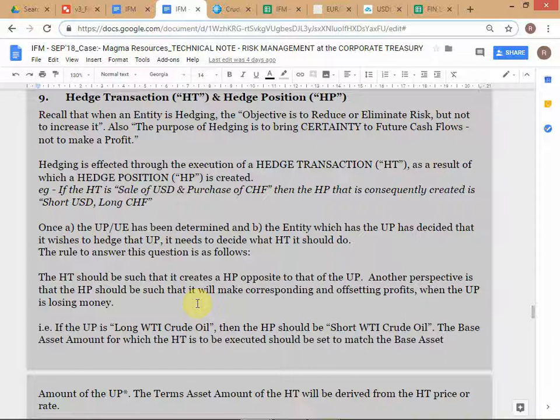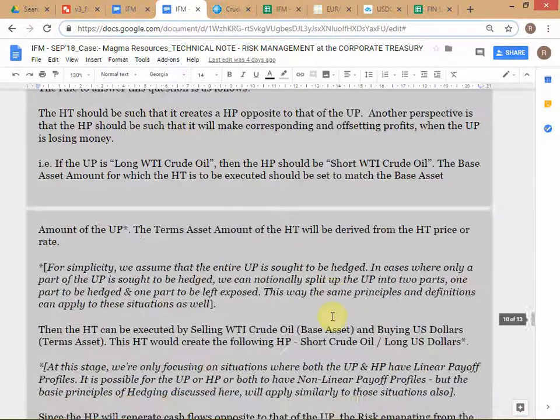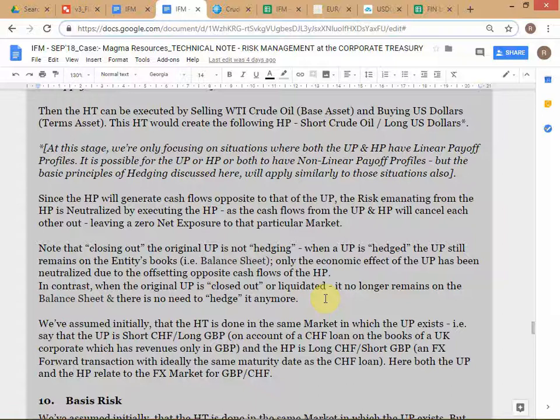I've noticed many people are not particular about the use of words. Most of you are not particular about the use of words. So we have to be very particular. Hedge, to buy or to sell, is a transaction. That you have a sale of US dollars, purchase of CHF, that's a transaction. And the position that you end up with is short US dollars or long Swiss. So that's what we mean by this particular distinction: hedge transaction and hedge position.